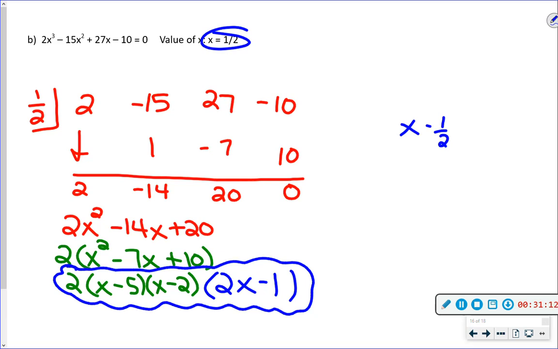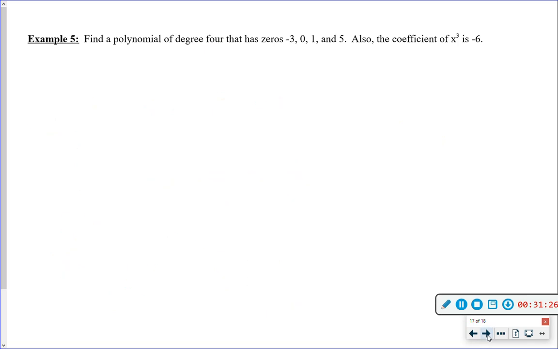All right, last one of the day. So basically we're working backwards now in this last problem. I'm going to give you the answers, and you're going to come up with some sort of long-winded polynomial for me. That's what we're working on. Find a polynomial of degree 4. So that means 4 factors. I'm going to write down here. And they give you all those answers.